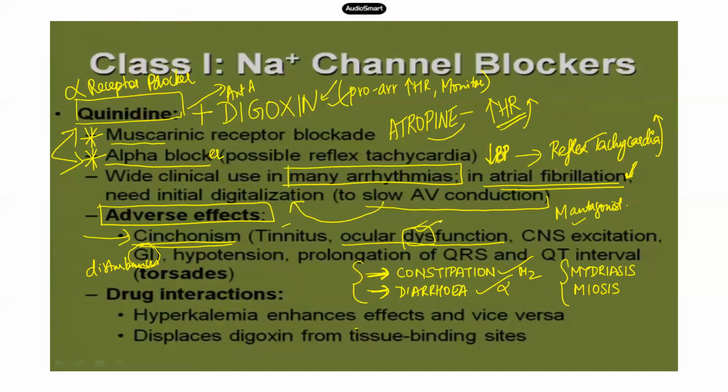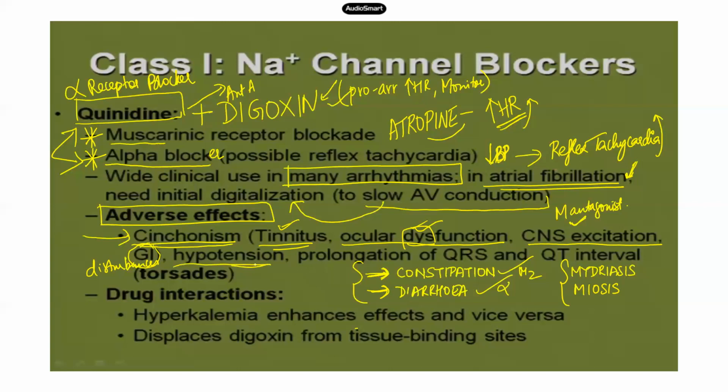Now, quinidine, if it crosses the blood-brain barrier, can also cause certain CNS excitation. It can cause CNS manifestations like hallucinations and delirium. So we simply put it as CNS excitation. Then it also affects the inner ear and results in tinnitus. So cinchonism is a group of symptoms seen with quinidine that is characterized by tinnitus, ocular dysfunction, CNS excitation, and gastrointestinal disturbances. And you also know, since it has alpha receptor blocking property, it can also cause hypotension.